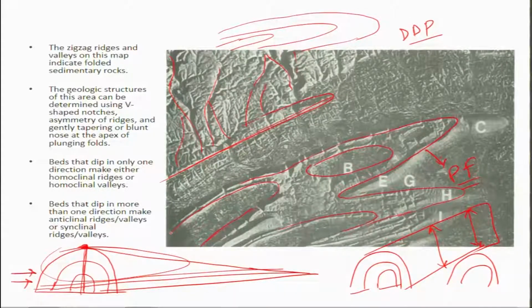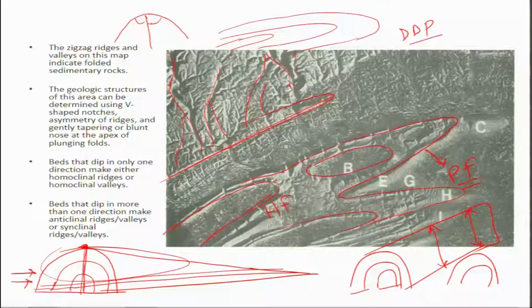So, if we talk about the homoclinal ridges or homoclinal fold, in this case this fold is a homoclinal fold because both limbs of this fold are dipping at the same angle. Okay, both the limbs are dipping at the same angle. This angle may be from the axial plane also. You can take the reference of the axial plane here. Okay. So, these many things you can identify on a particular image.